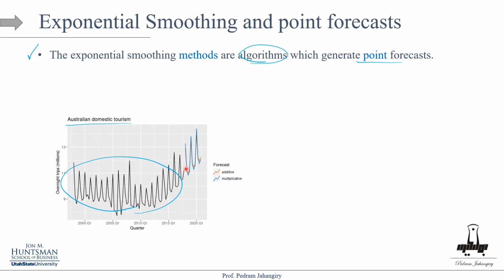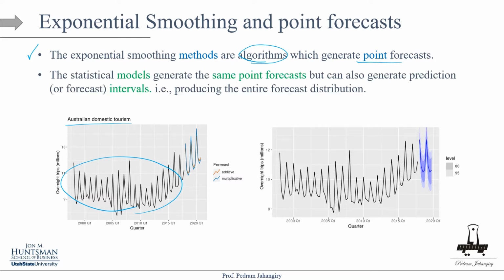So our point forecast is going to be something like this. So both for additive and multiplicative, they're pretty much close to each other. So that's what the exponential smoothing methods is going to generate. However, how can we extend it to a model that can generate prediction intervals, right?